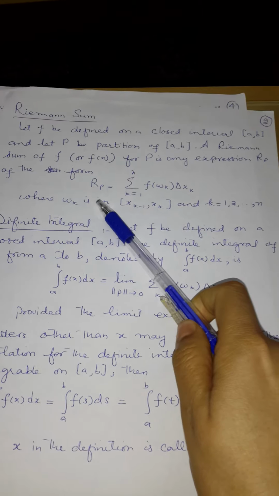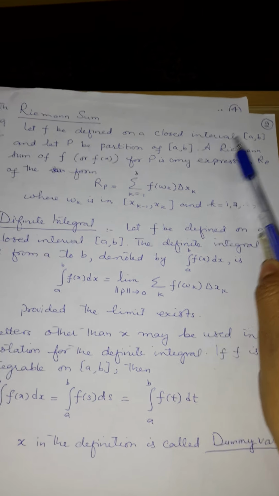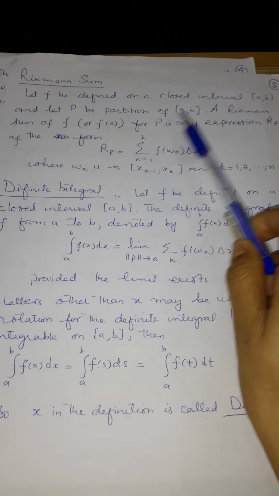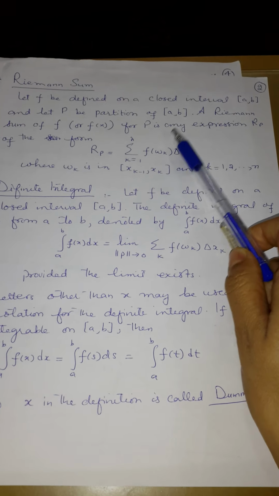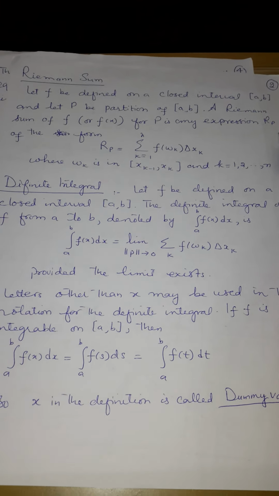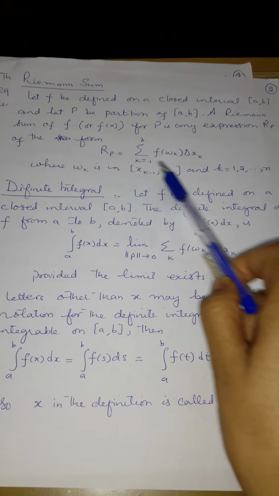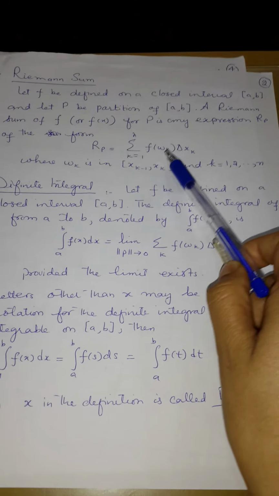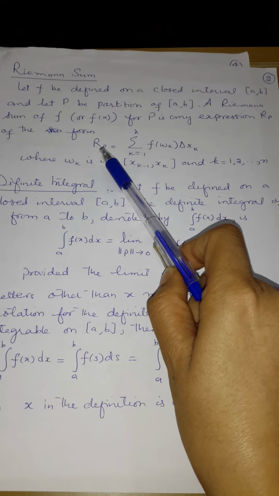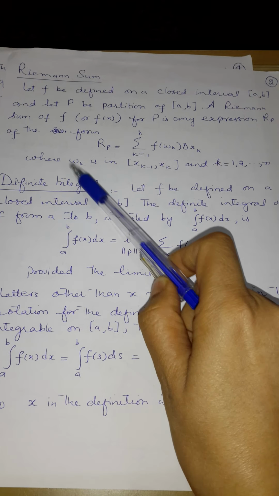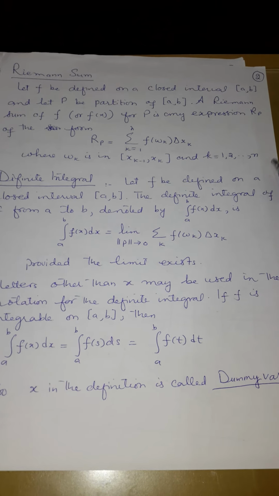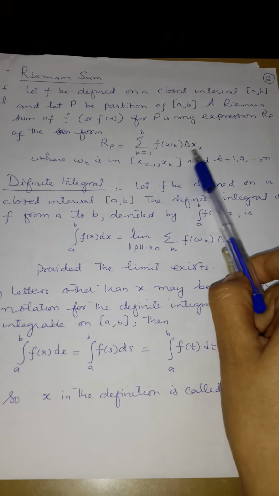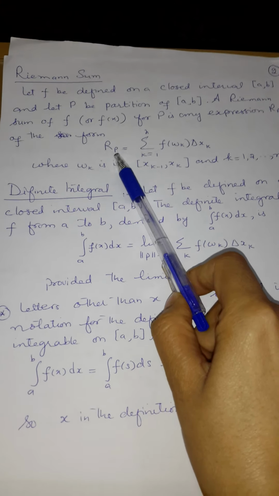Then we define Riemann sum. The Riemann sum is: let f be defined on a closed interval a b and let p be the partition of this interval. A Riemann sum of f of x for p is any expression R of p of the form, meaning the area under the curve which we have defined before. It is equal to your Riemann sum, where omega of k is in x of k minus 1, x of k and k equals 1, 2 up to n. So this total area under the curve is equal to the Riemann sum.